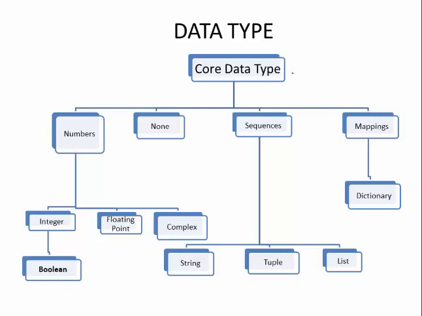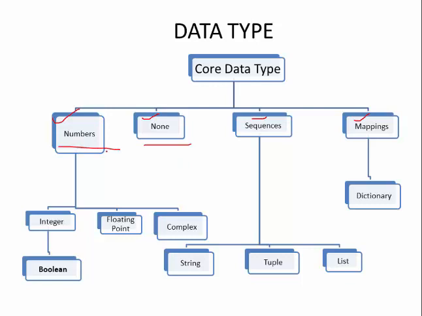So student, here we are going to learn about data types used in Python. The core data types that Python has come in different forms: number, none, sequences and mapping. None means absence of a value. When you don't supply any value, that is also one type of data, and we call it none.